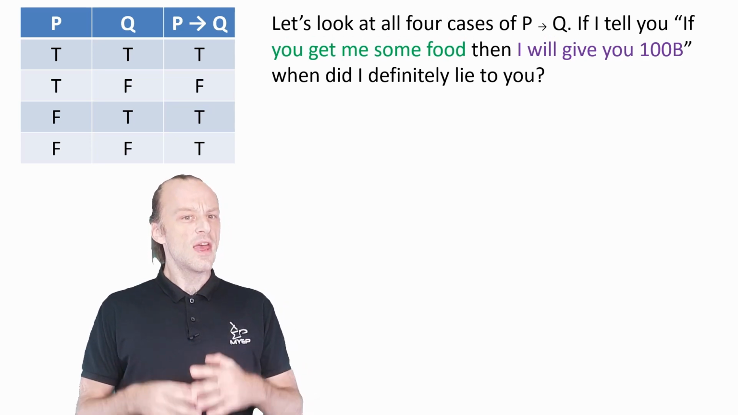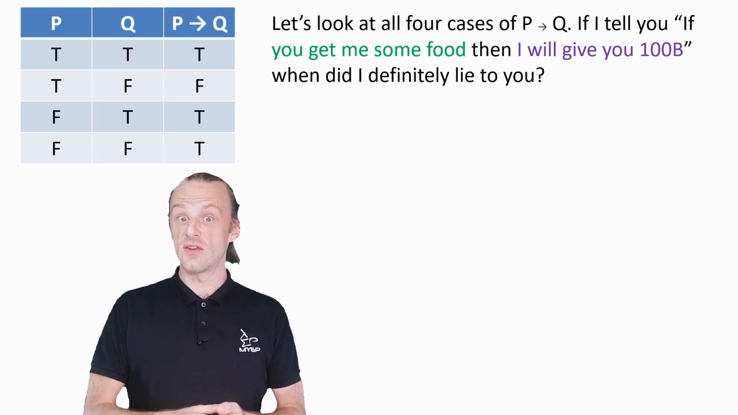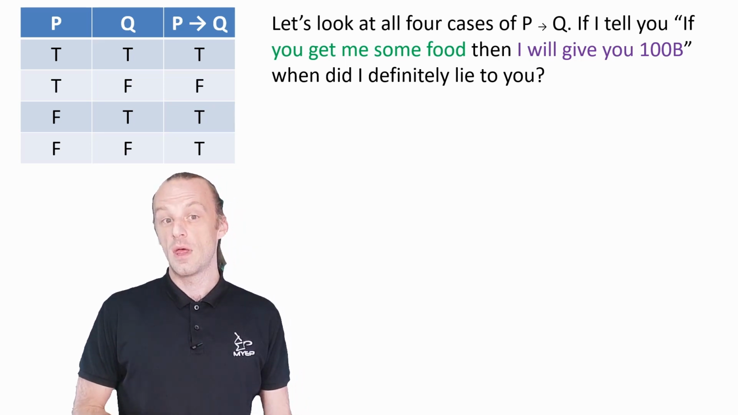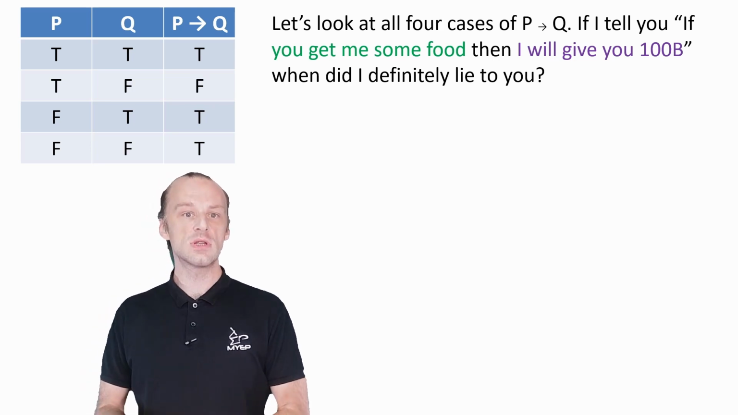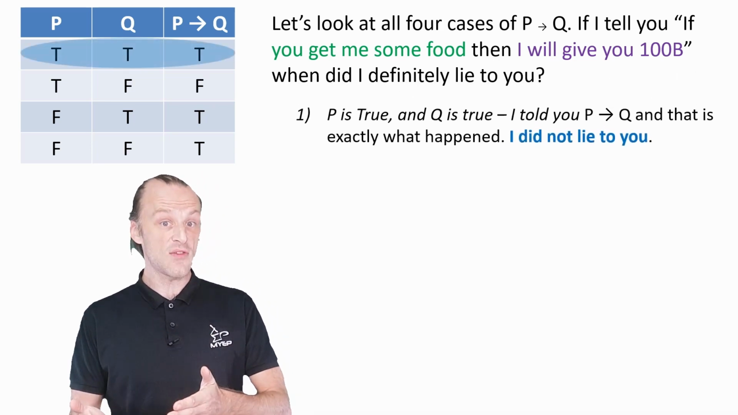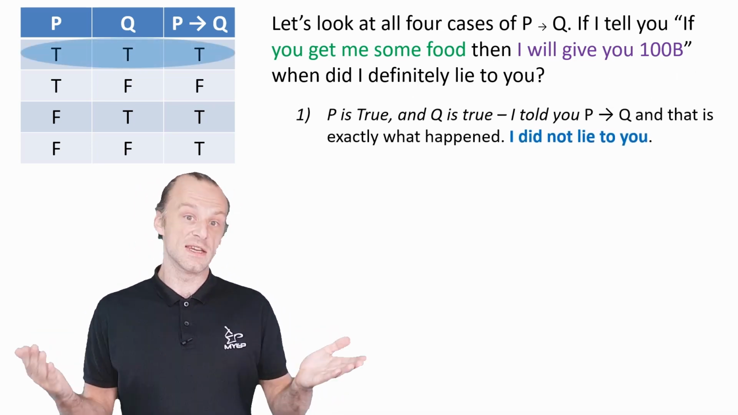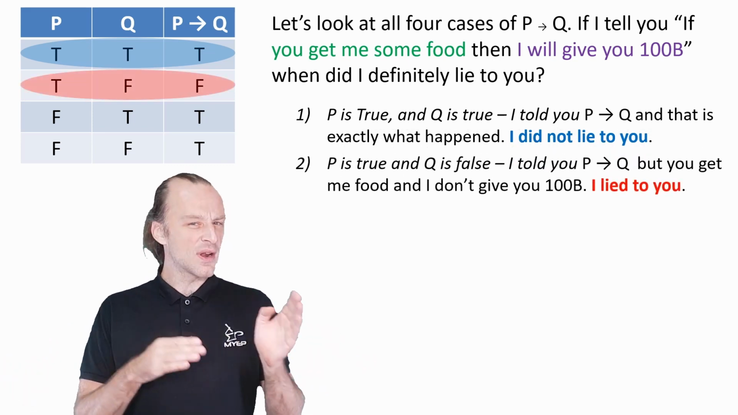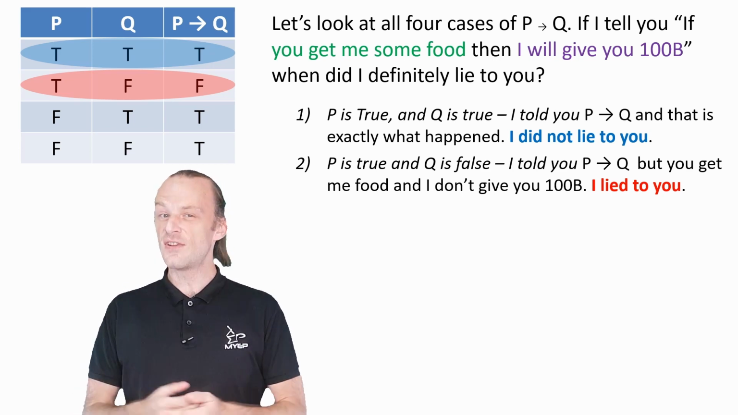Say I tell you, if you get me some food, I will give you 100 baht. When is this statement a lie? There are 4 situations, of course. On the first row, you did get me food and I paid you. I did not lie to you. In the second row, you did get me food, but I don't pay you, so I definitely lied to you here.